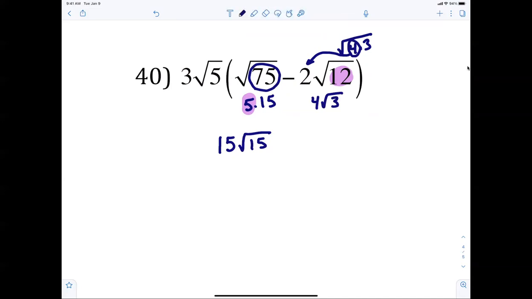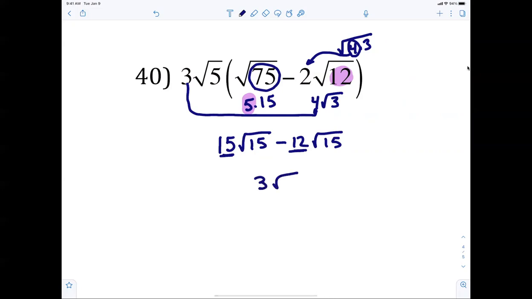Sorry, guys, for the disturbance. And then 4 times this 3 times this 4 now is what? Oh, 12. So that would be negative 12 radical 15. And so what's 15 radical 15 minus 12 radical 15? 3 radical 15. Okay, so that was really hard, actually. If you understand that, then you understand everything.